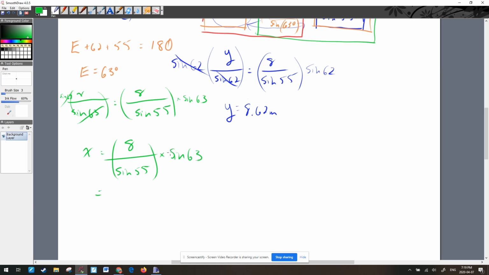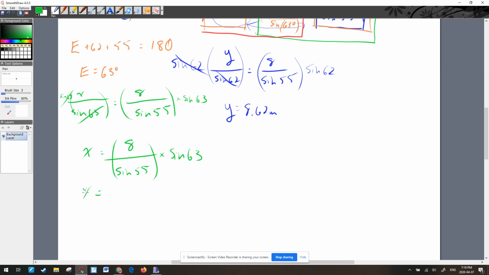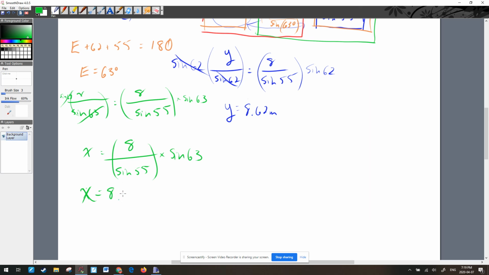So I can drop that into my calculator. Grab my calculator. Here we go. So we're going to have 8 divided by the sine of 55. And I'm going to multiply by the sine of 63. Okay. And we're going to get 8.70. So we just found x equals, that's not a nice x. And I've already forgotten the number. X equals 8.70. Okay, so x equals 8.70 meters. So we were able to find the other two sides.